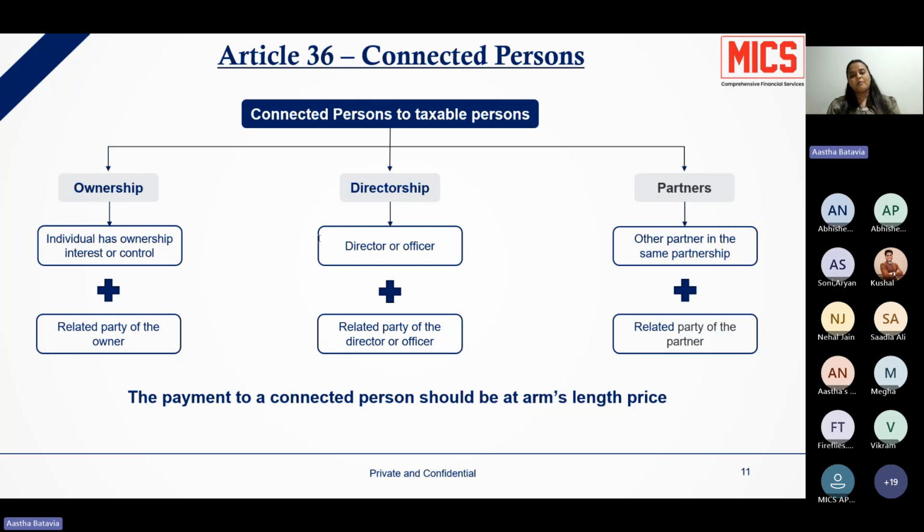His cousin is also a partner in some other company, and the transactions between that partnership firm and this company will again be covered as related party transactions, and arm's length price needs to be followed. But why connected persons? Because connected persons are in a position to influence the business.